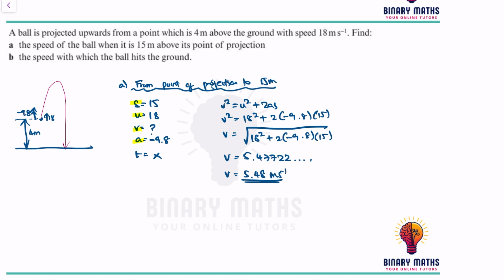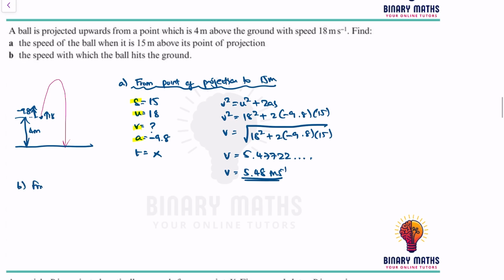The speed at which the ball hits the ground. Okay, so that means V is from point of projection to ground.